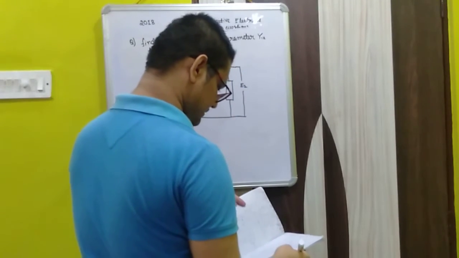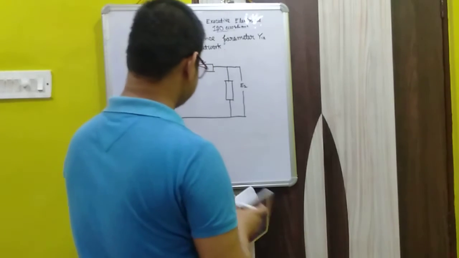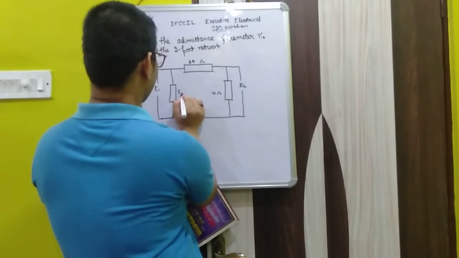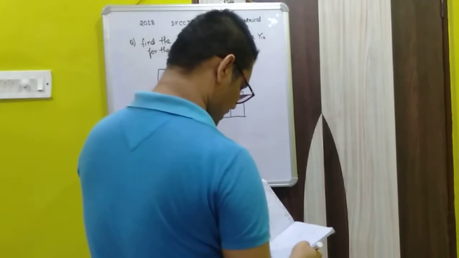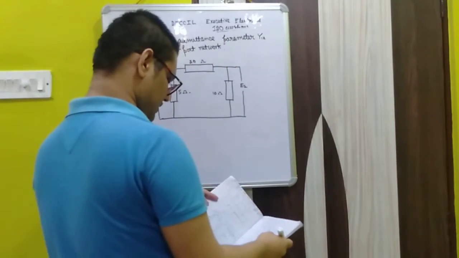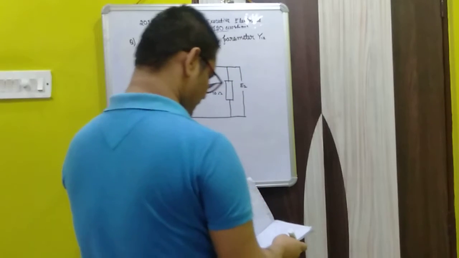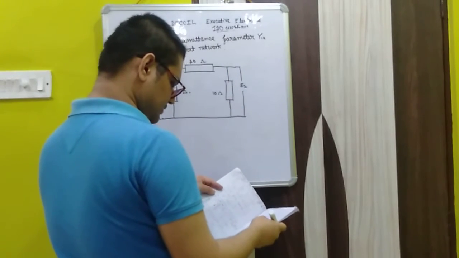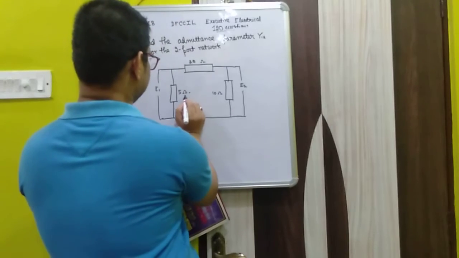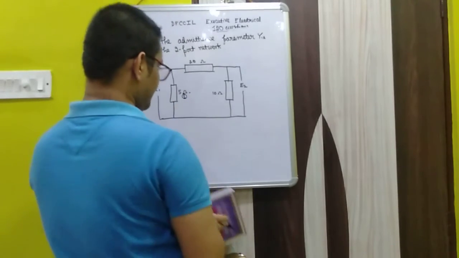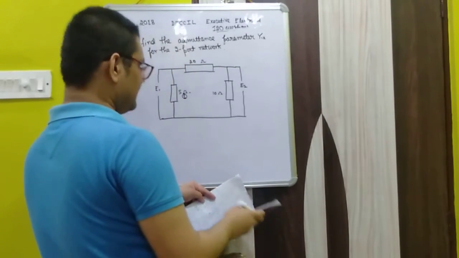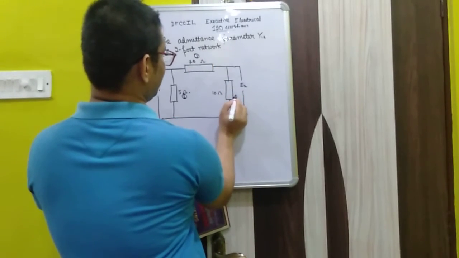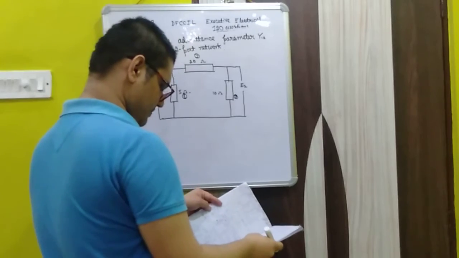So what are the values given over here? That is 10 ohm resistance, and this is 5 ohm resistance. So how have we calculated this one? That is Y1, and this is taken as Y1. This Y1 is the first parameter, and the second parameter is taken as 20 ohm. This is the second parameter, and this is the third parameter.